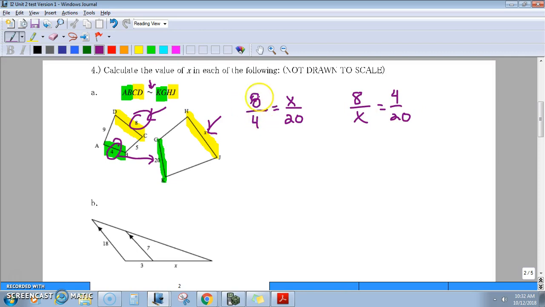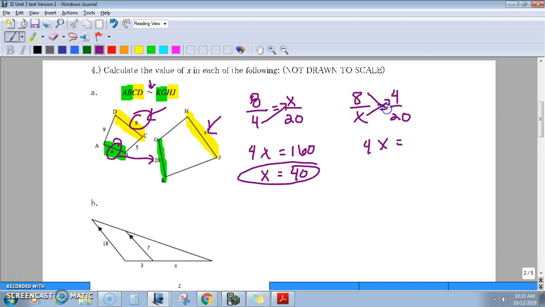So here, if we cross multiply, we get 4x equals 8 times 20, which is 160. If we divide both sides by 4, we should get 40. And on this side, we get 4x equals 8 times 20, 160, so we get the exact same thing, so x has to be 40. So it doesn't matter which way you do it.